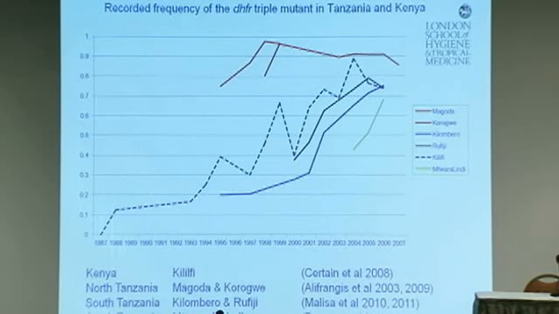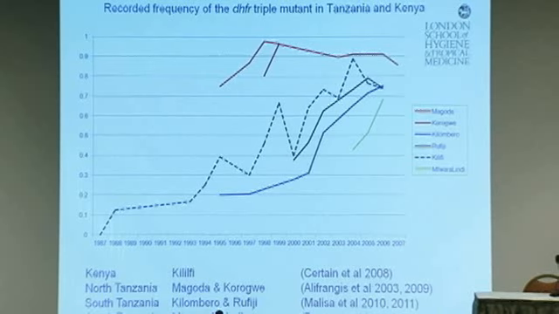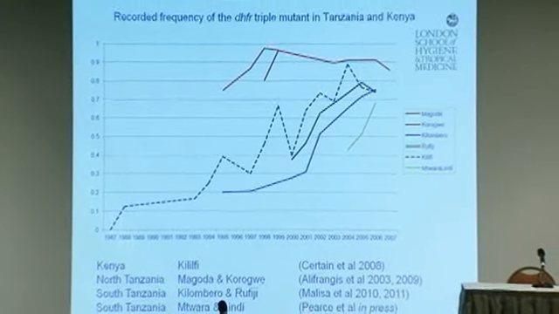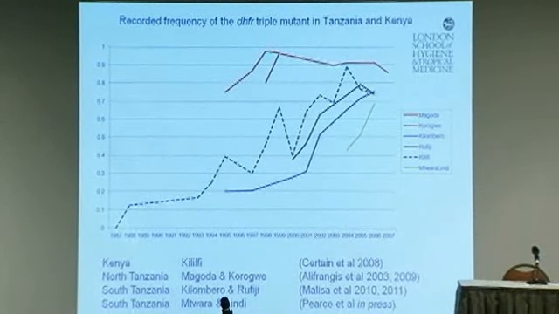It's interesting to note that it's also true for the triple mutant. We've got the same sort of geographical change as you go from the north down to the south. I've just included a study in Kilifi, just over the border in the north, which was carried out by Laura Certain, looking right back to the 1980s when this triple mutant first emerged. You can see that's rising steadily. But the northern Tanzanian sites are at higher frequency.